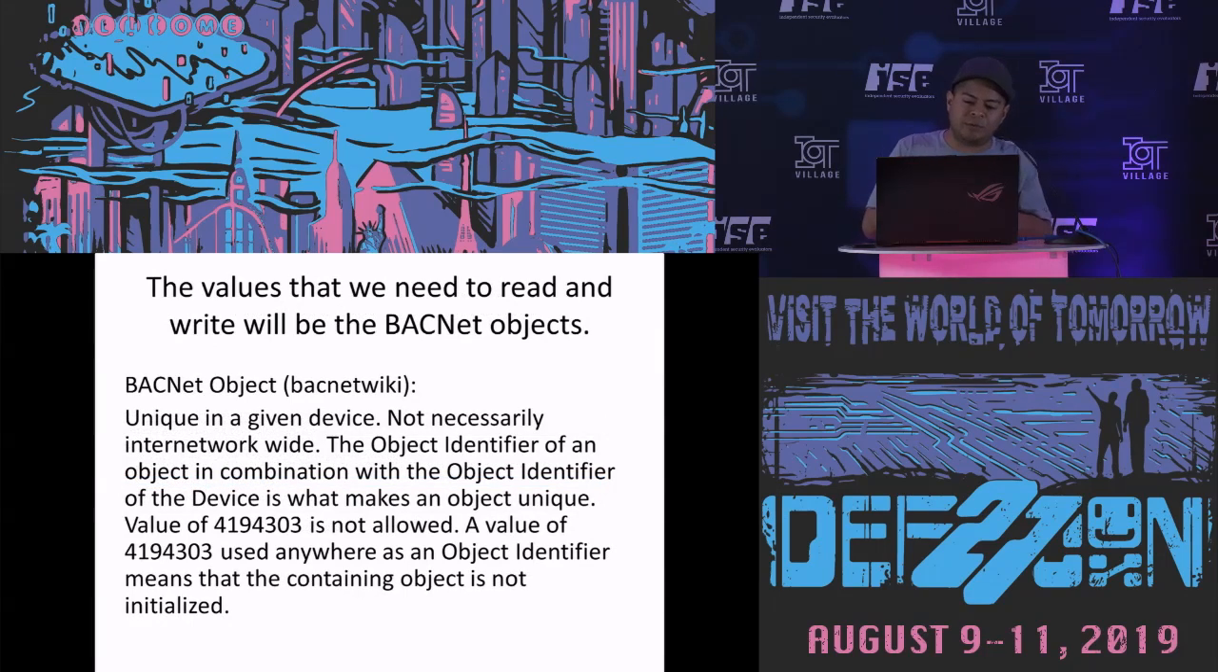Okay, the values that we need to read and write will be the BACnet objects. A BACnet object is unique in a given device. It's a combination of many properties. Specifically, when you create a device in BACnet, it means that every sensor, every input and output will be created in a single device. This device has a name, and this device has its own properties. Every sensor in the BACnet device has this segmentation. I may compare this with profiles. It would be kind of a specific profile, and the properties of each profile can be modified.